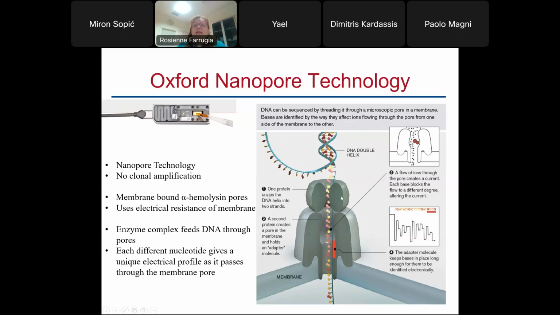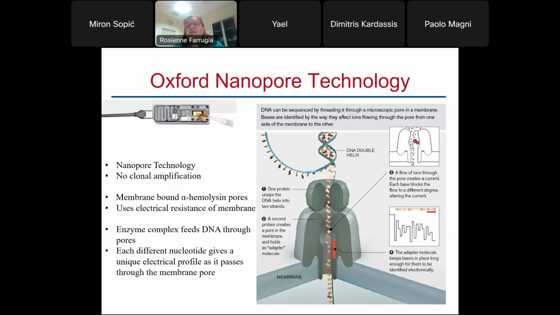Now, the thing is that within the pore, there is a continuous flow of ions. But as the DNA molecule is fed through the pore, it blocks the flow of ions. And because each nucleotide base has a different size and a different shape, the flow of ions is blocked to a different extent. So as the flow of ions is blocked, depending on how much or how little it's blocked, that can be interpreted as a base. So a T will block ion flow differently to a G, which blocks ion flow differently to an A, which blocks ion flow differently to a C.